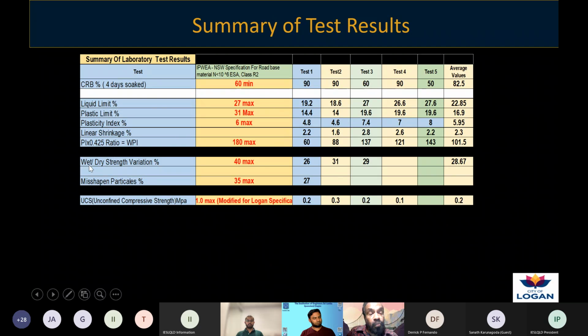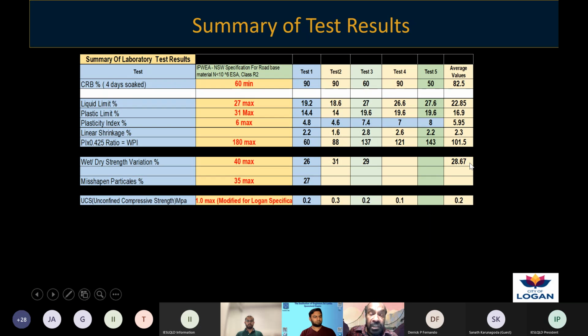The next value is wet and dry strength variation percentage. What does that mean actually? When you roll this material under the influence of a roller, the material creates fines. So if the fines are more, then we again have trouble. So if the specification says 40 maximum, we have a value of 28.67.